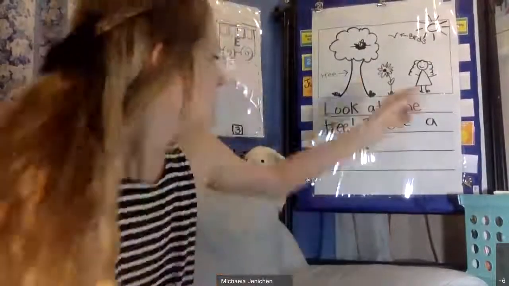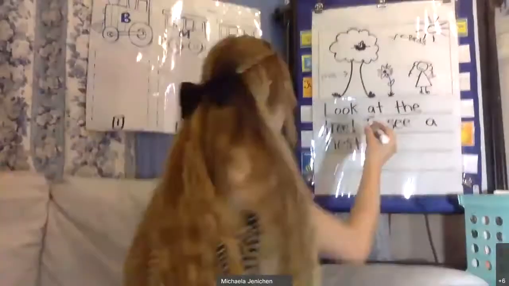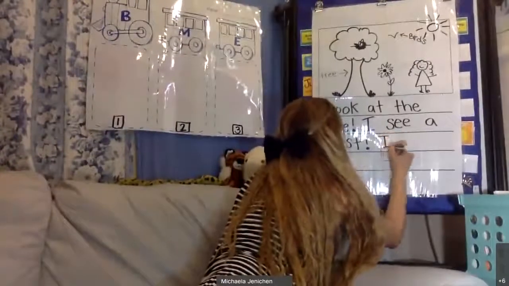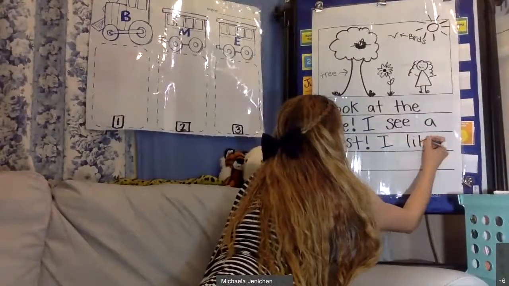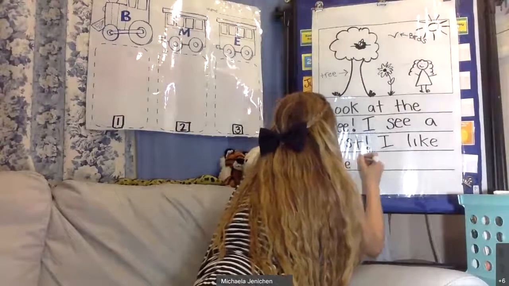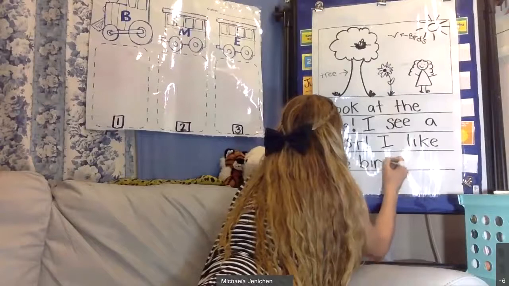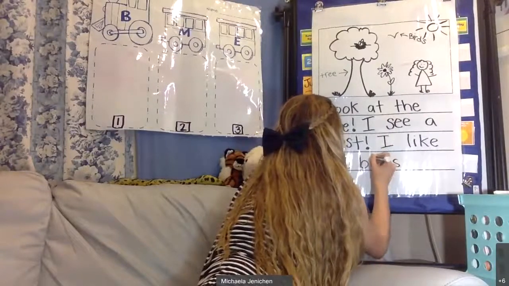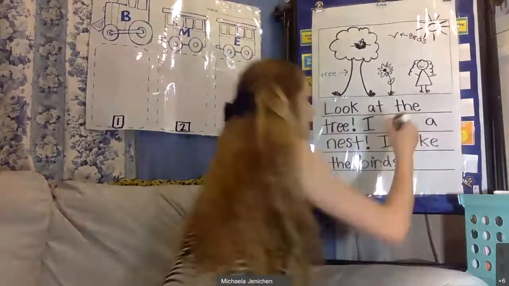Okay, so when we're writing, we first think, what do I want to write about? We use words we know, like look at the, I see a, I like the, right? I might end with I like birds. Yes?